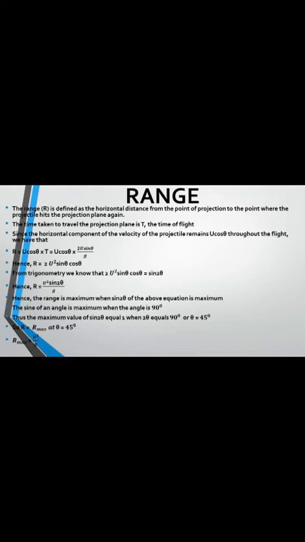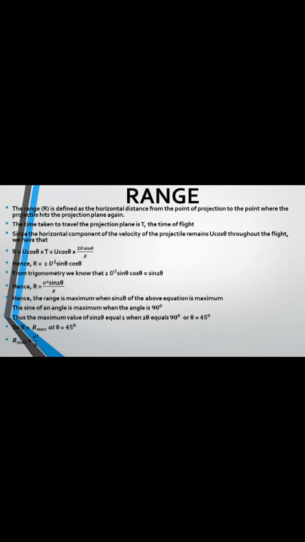And we had derived that the time of flight is 2u sine theta all over g. So if we combine this together, we are going to get that the range is equal to 2u squared sine theta cos theta. And from trigonometry, we can equate that to be equal to sine 2 theta. So substituting that accordingly, the range can be deduced using u squared sine 2 theta all over g.